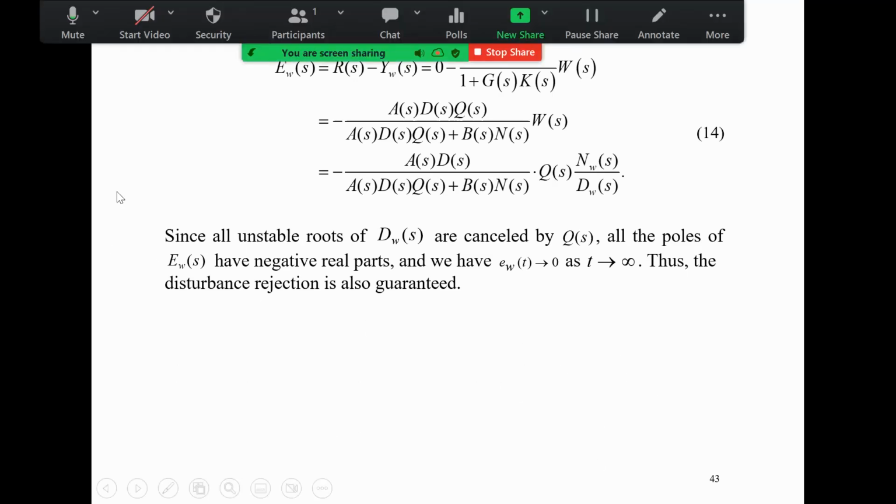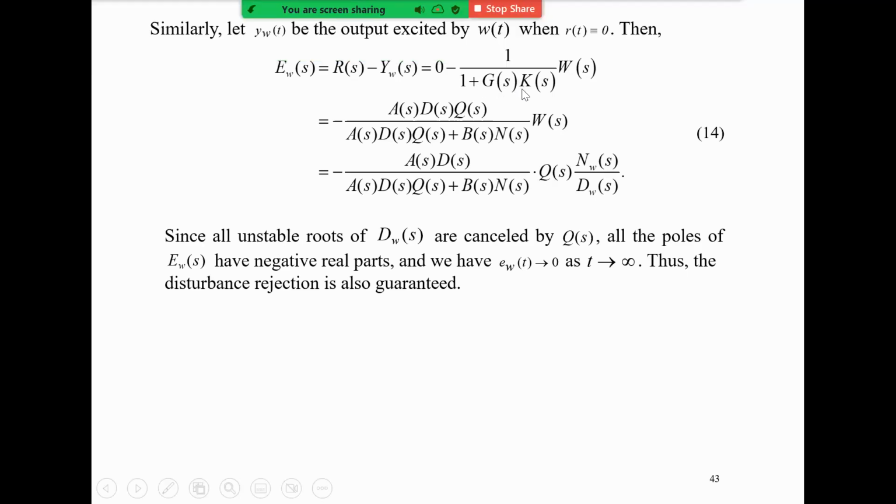Now, this is the transfer function. 1/(1+GK) is the transfer function from the disturbance to the output. And now the reference signal is 0, so 0 minus this one times W. And then once again, we plug in the expression of this D, the expression for the plant and the controller, right? We end up with this expression, and then we plug in the expression of the disturbance.